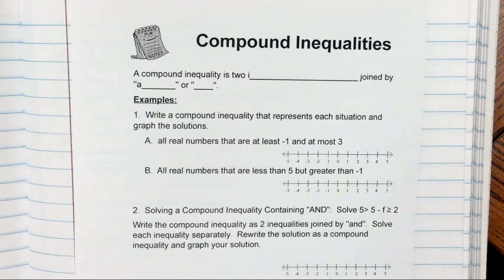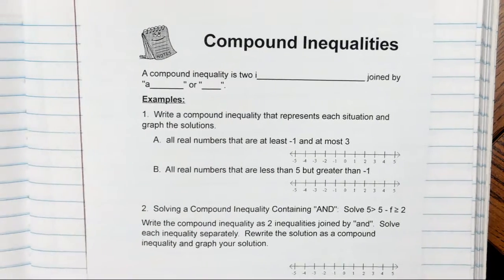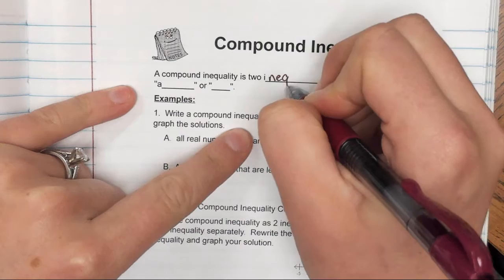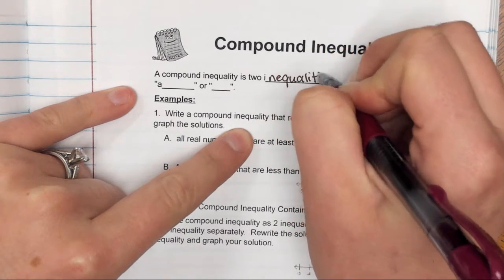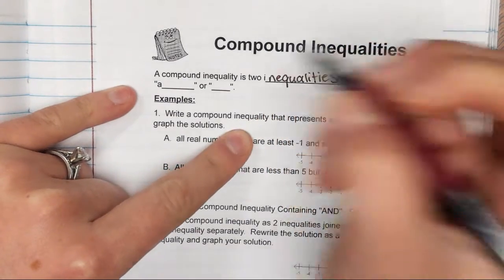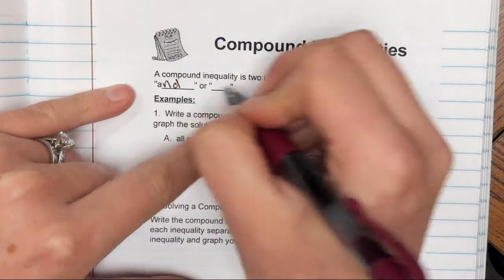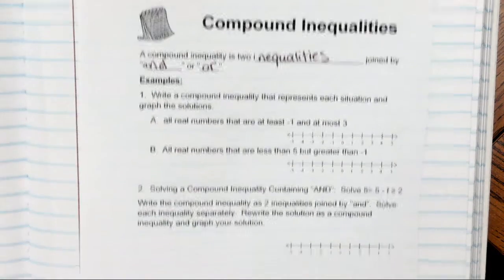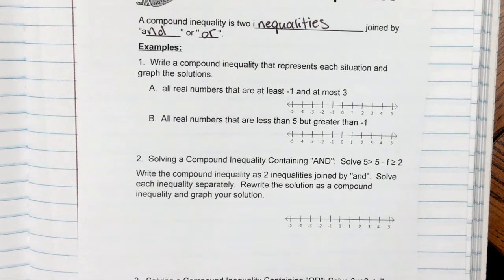In this video, we're going to talk about how to solve compound inequalities. A compound inequality is two inequalities joined by and or. Okay. Examples. Write a compound inequality that represents each situation and graph the solutions.